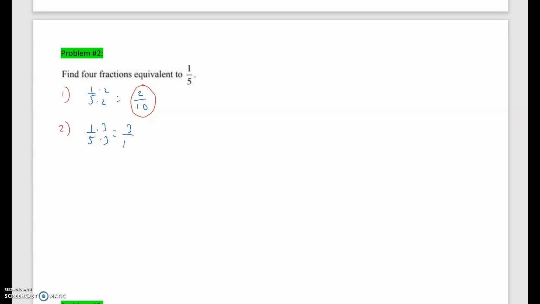So this will be 3/15. Actually, it's already done. That's another fraction. Let's do the third one here. And once again, we have 1/5. And I'm going to multiply top and bottom, well, in this case by 4. So this will be 4/20.